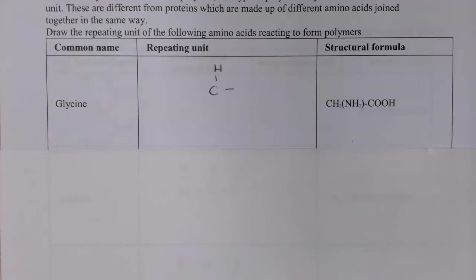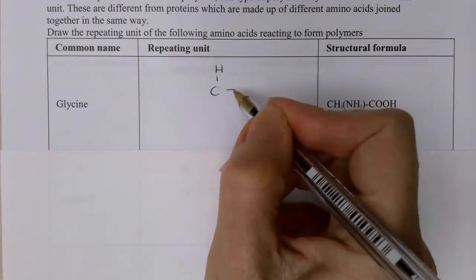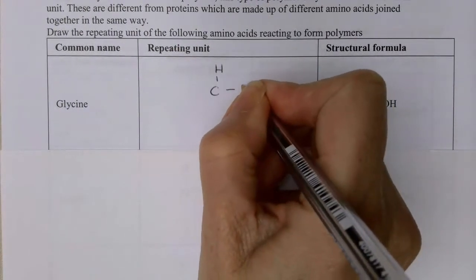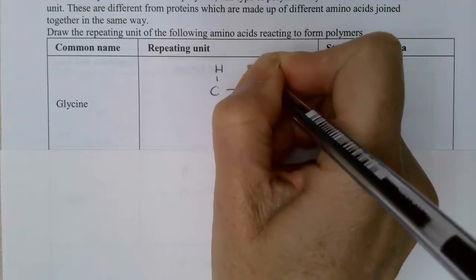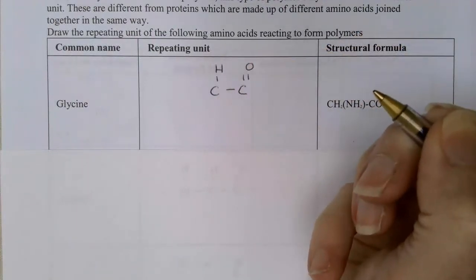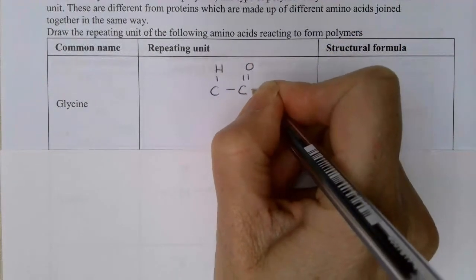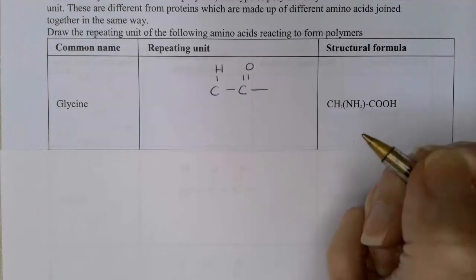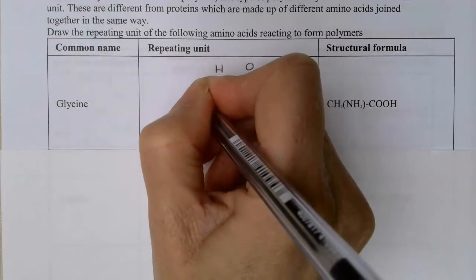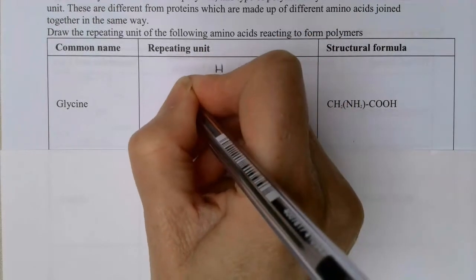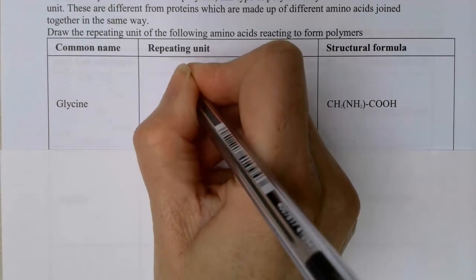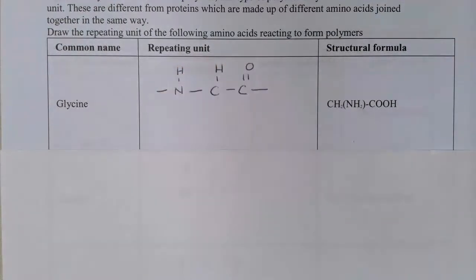So I'm going to start with glycine, and I've got my carbon joined to my hydrogen. I've got my C of my carboxylic acid functional group, which has a double bond O in it, and it's lost the OH functional group. On the other end of the molecule, I have my nitrogen, which has lost one of its hydrogens, and again, it's formed a link to another amino acid.